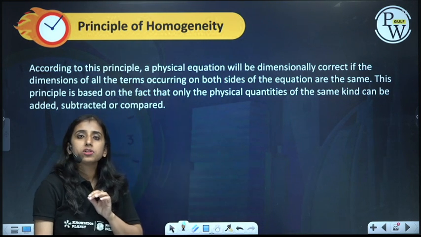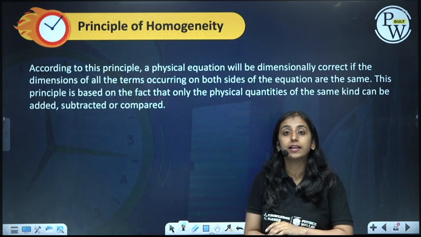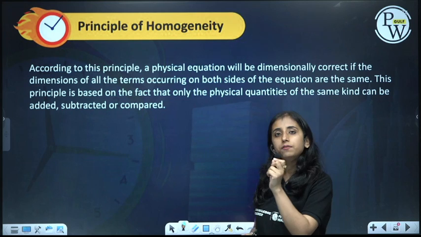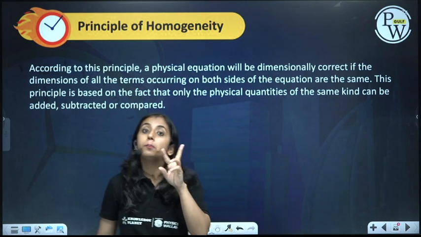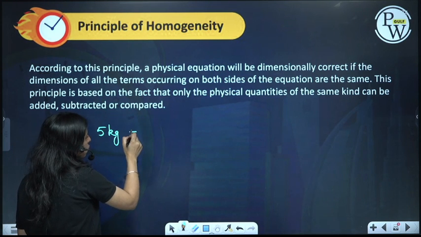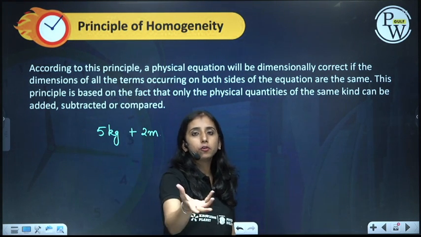Now comes the principle of homogeneity. What does the principle of homogeneity say? Now tell me one thing, can I add 5 kg to 2 meters? I have given you 5 kg of rice.